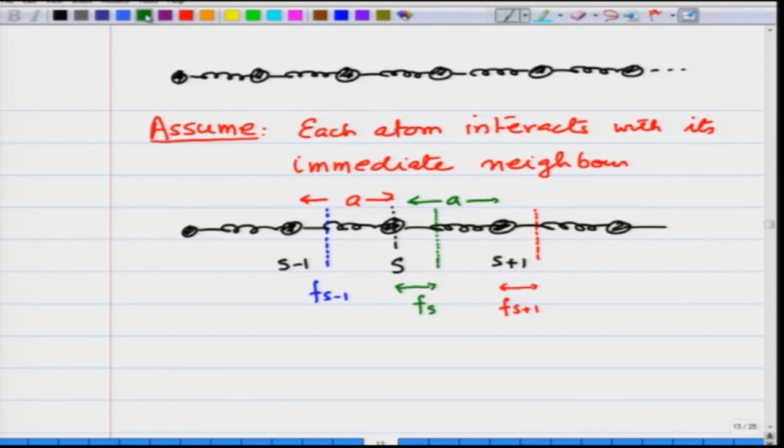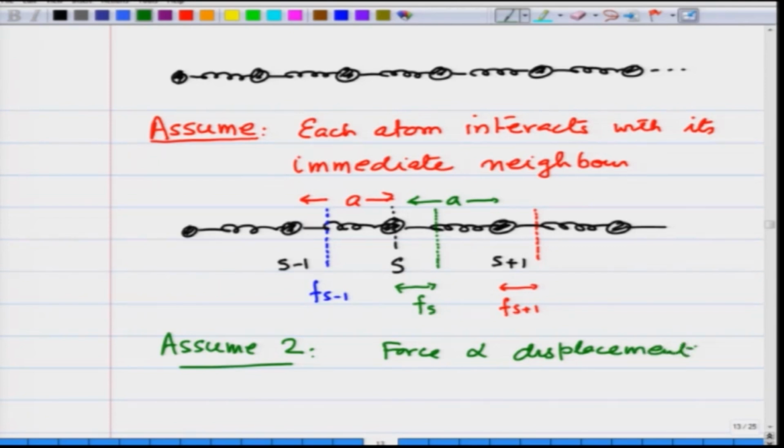So, that assumption number 1 was that each atom interacts with its immediate neighbor. Assumption 2, force is proportional to displacement. In fact, I readied you for this because I kept making these springs between the atoms. So, it is like a spring between these atoms, and force is proportional to displacement. Let us see the directions of these forces and how the force on the Sth atom looks like.